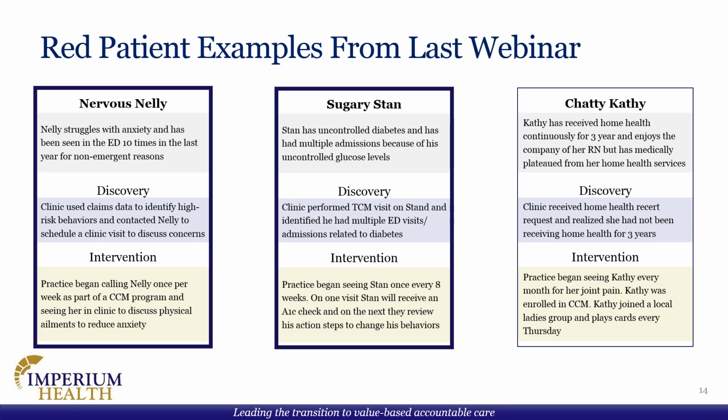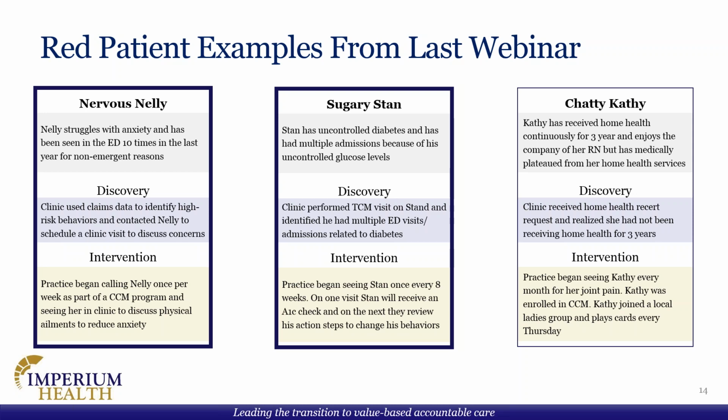Mr. Stan was somebody that kept going to the hospital because he did not control his A1C and his glucose levels. So the clinic started to identify, this is an issue. How do we support it? Because you shouldn't be getting your lab tests done when things are out of control and you're in the emergency department. How do we catch this and work on this sooner? So the practice began seeing Stan once every 8 weeks, and then once every 3 months they would do an A1C check on Stan, because they know that Medicare pays for it once every 3 months. So how do we do this A1C check a little bit more often?